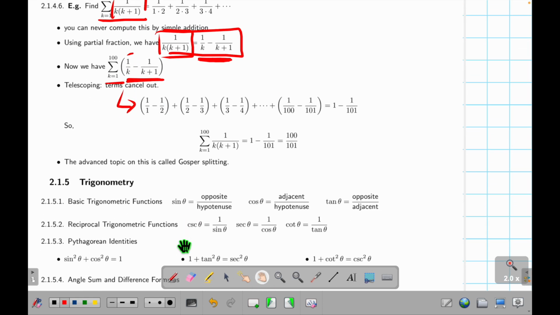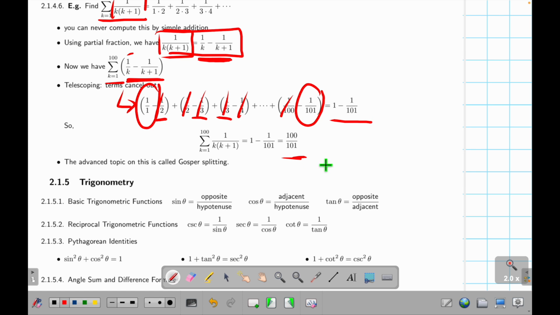And now here's the funny thing. This is negative half, this is plus half, so they cancel out. This is negative 1/3, this is plus 1/3, so they cancel out. Now you see I will cancel out all things. In the end, I will have the first guy and the last guy. So I get this. So I have a way to compute this thing.